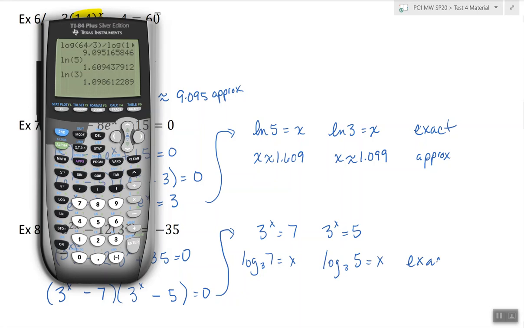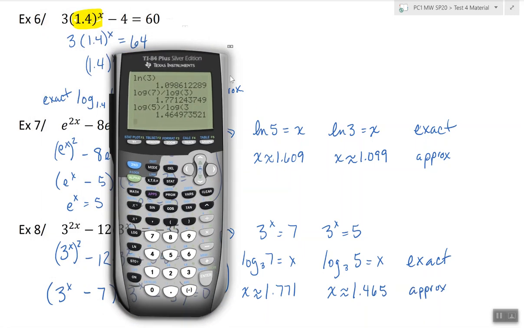At that point you have your exact answers, and we'll put this into the calculator. Log of 7 divided by the log of 3, and I have x is approximately 1.771, and log of 5 divided by the log of 3, I get x being about 1.465. Again, those are approximate to the thousandths place.